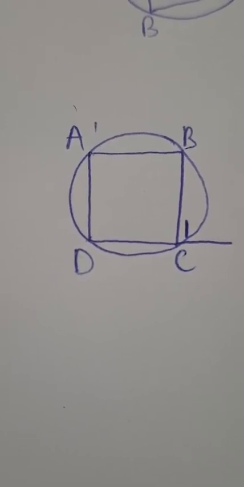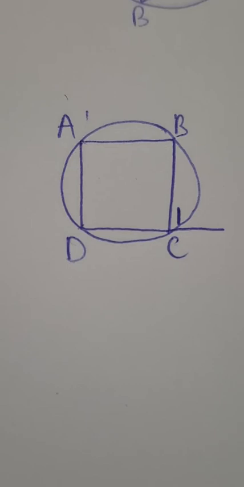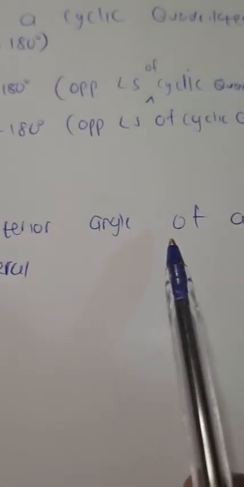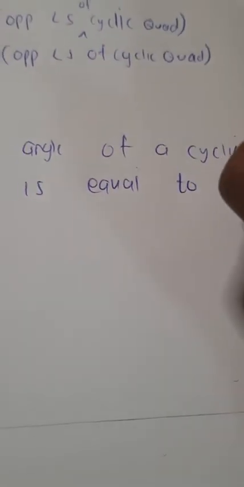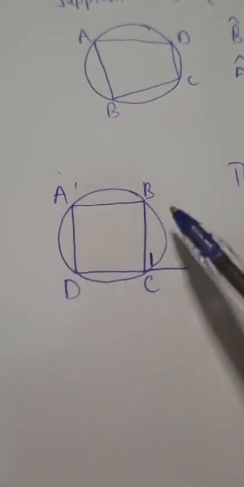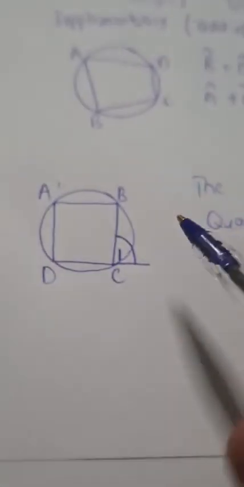Okay. So, in essence, the full statement of the theorem says the exterior angle of a cyclic quadrilateral is equal to the interior opposite angle. The word exterior means outside, external. So the exterior that they are talking about is angle C1.